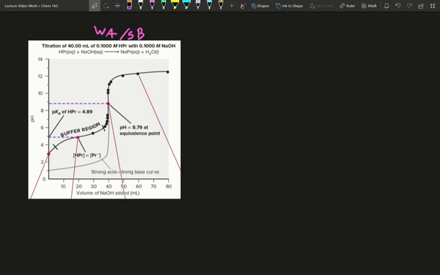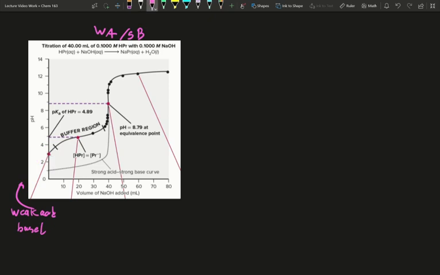Here's a weak acid and a strong base. So let's talk about the regions here. At the very beginning, we just have our weak acid. So this is purely weak acid based. For this, we'd have to do the calculation of a weak acid separating into H+ and weak base, but you could find that initial pH.